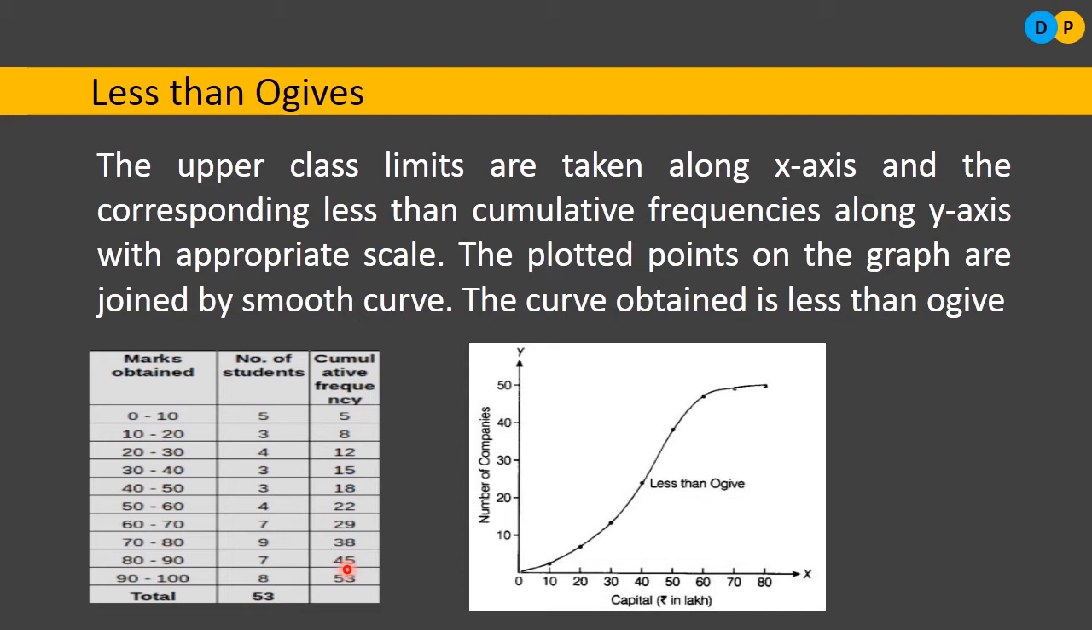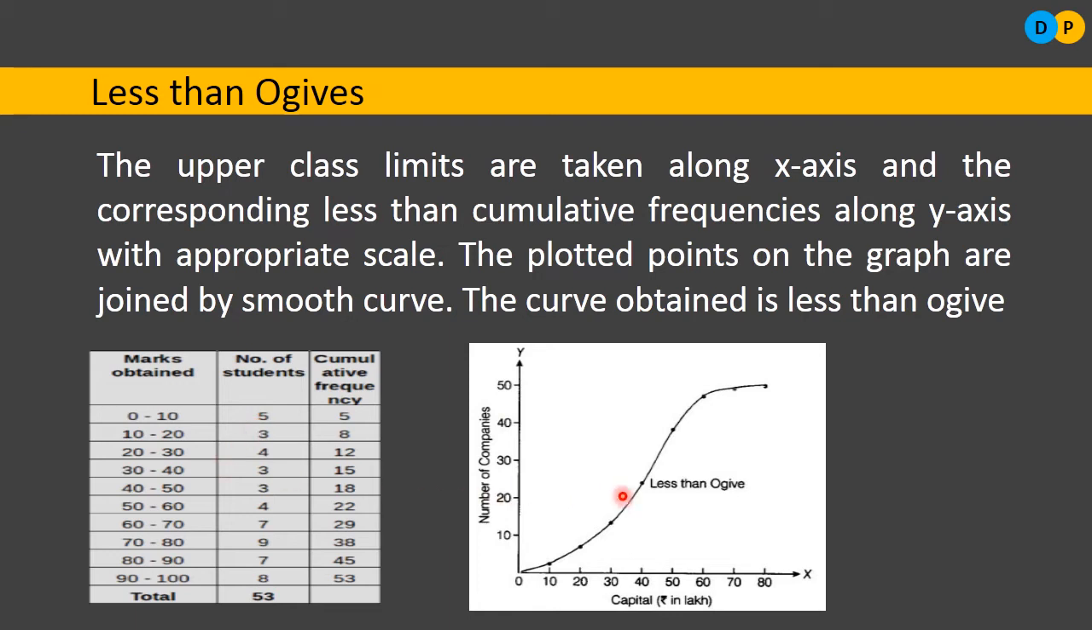Now what do I have to construct? Now I have to construct the less than ogive. How to construct a less than ogive? Very simple. The upper class limits are taken along the x-axis. In the class interval there are two limits, lower limit and upper limit, but for the less than ogive we will consider only the upper limits. Upper limits are considered for the x-axis and cumulative frequencies are considered for the y-axis. Here the diagram is just a representative diagram. It is not the diagram drawn for this table.